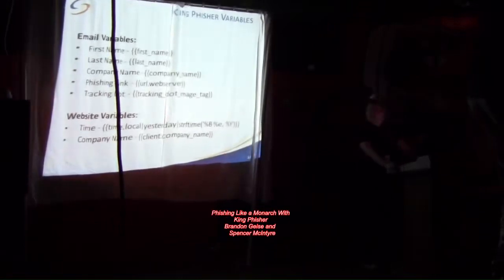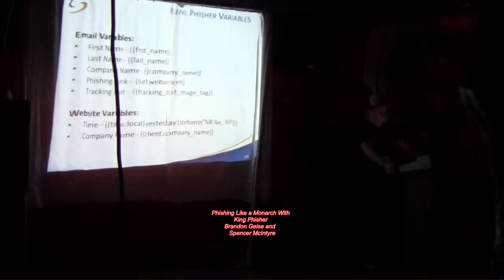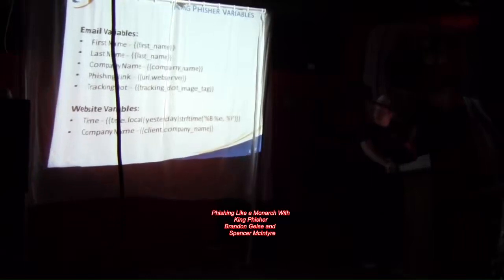All right, and so with that, I'm going to pass it over to Brandon, who's going to talk about tips for using Kingfisher. Okay, so one of the things that makes Kingfisher different from some of the other phishing tools out there is that it has something built in we like to call variables. There are different variables that you can use within the email that you're sending out and within the phishing website. So these are just a few of the common ones that I use when I'm doing phishing assessments.